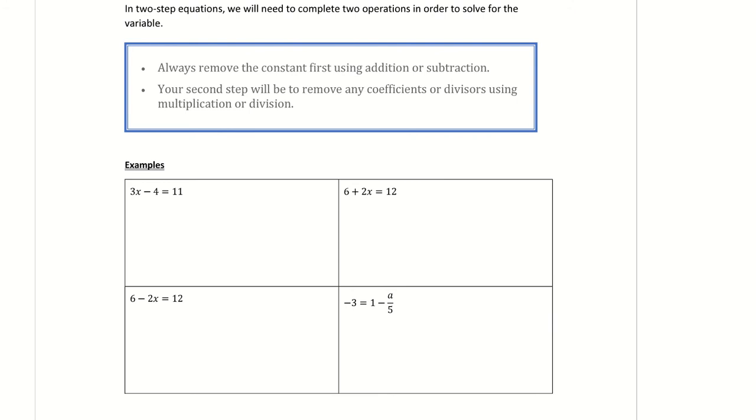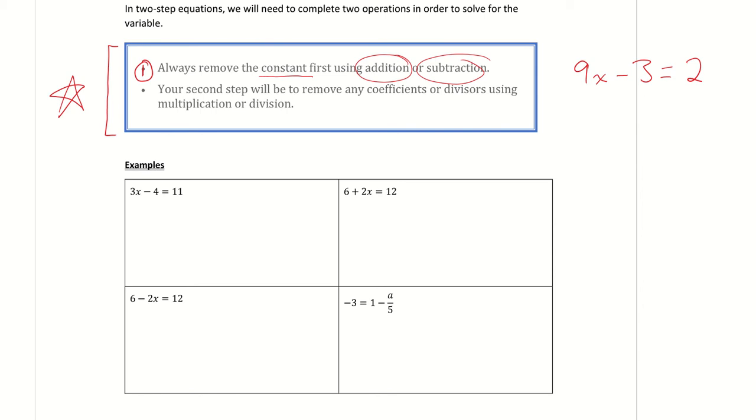So what we'll need to do here is, and this is our set of instructions that we can always refer back to if we ever get stuck. What we need to do is always remove the constant first using addition or subtraction. So I'll do a little example on the side. 9x minus 3 equals 2. So let's apply this first rule. We need to remove the constant first on the side of the equation with the variable.